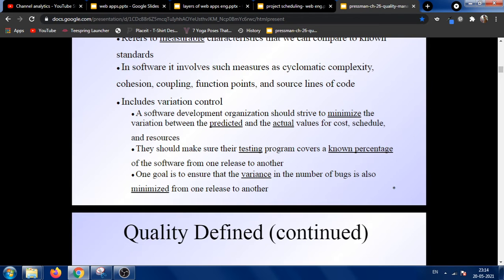We cannot have an exact equality between the prediction and the actual value, but we should strive for a minimum difference between the predicted and the actual values for the schedules and this estimation.